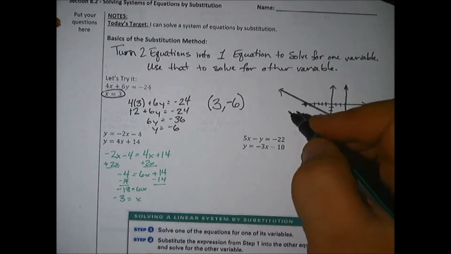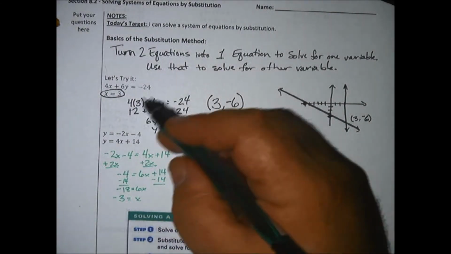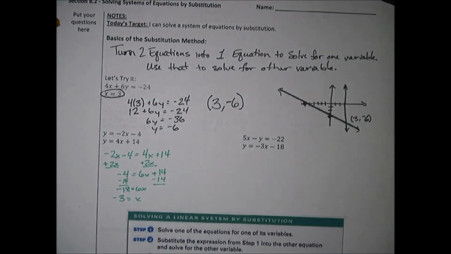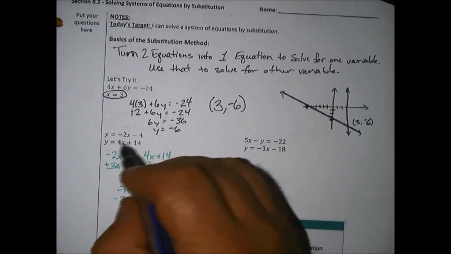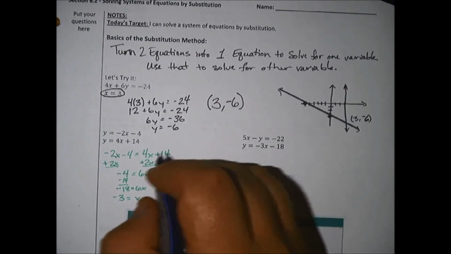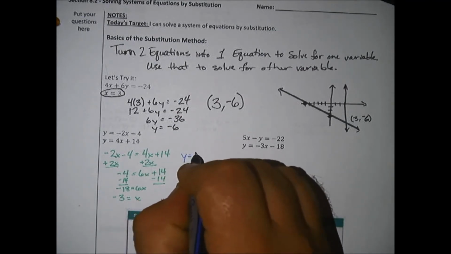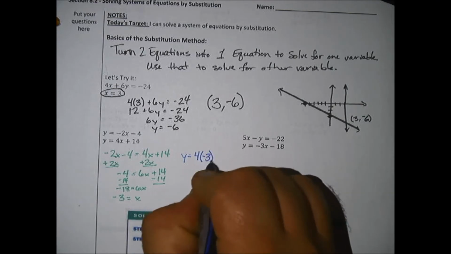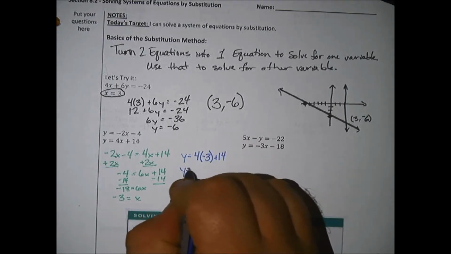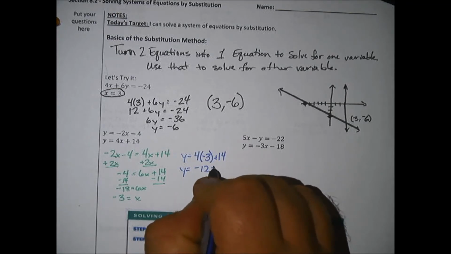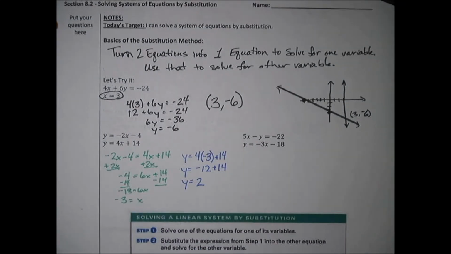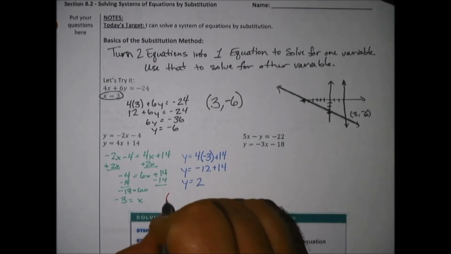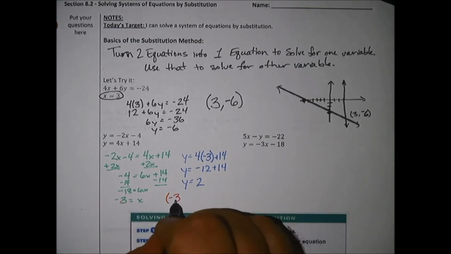Well, now that I know what x is, I can use that, just like I did in the first one, to solve for y. Let's use either equation. It doesn't matter. I'm going to pick the bottom one because there's no negatives. I don't like negatives. So y equals 4 times negative 3 plus 14. That's going to be negative 12 plus 14, so y is 2. And remember, I'm always going to answer in the form of an ordered pair or a point. My answer is going to be the x-coordinate and then the y-coordinate.